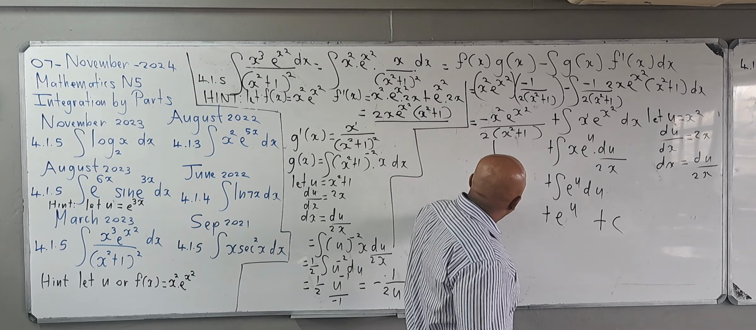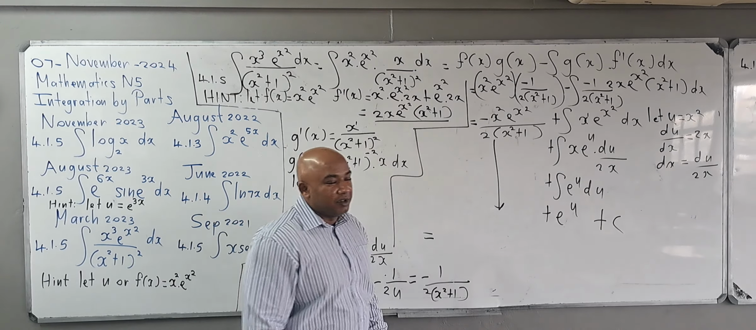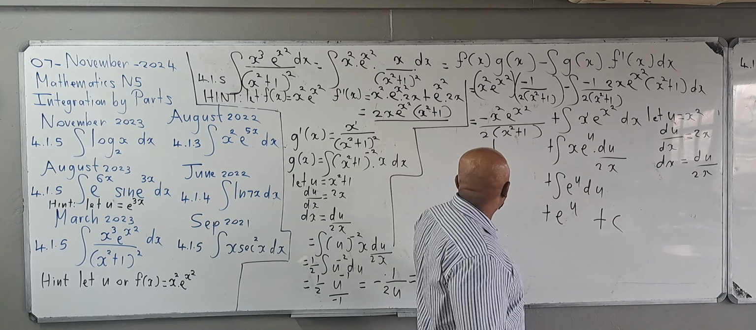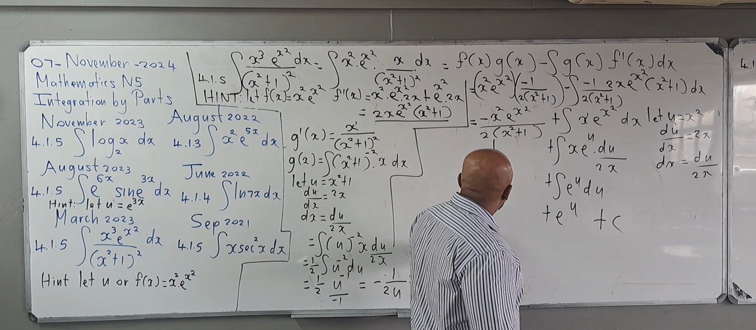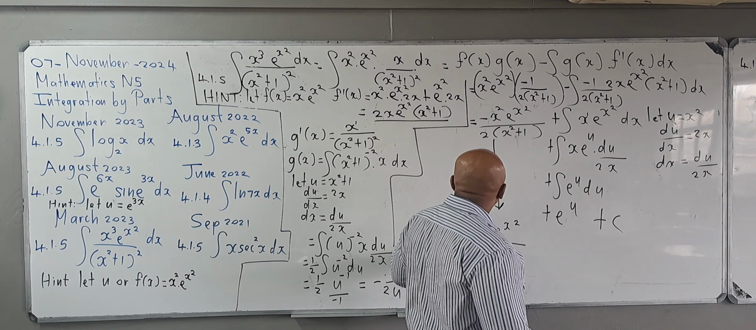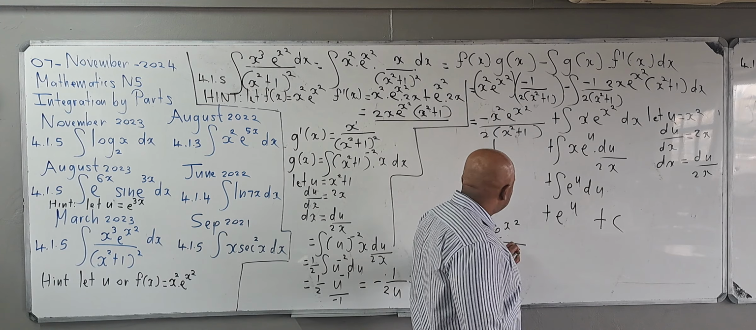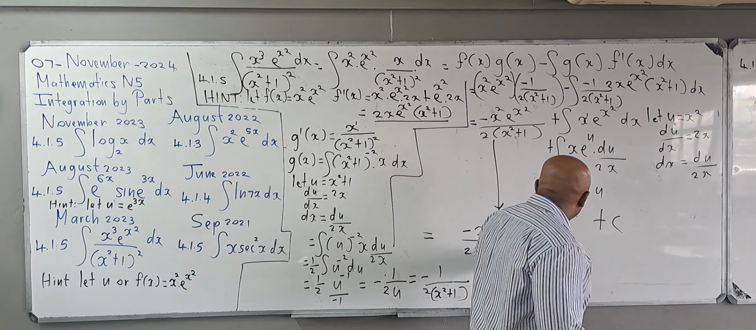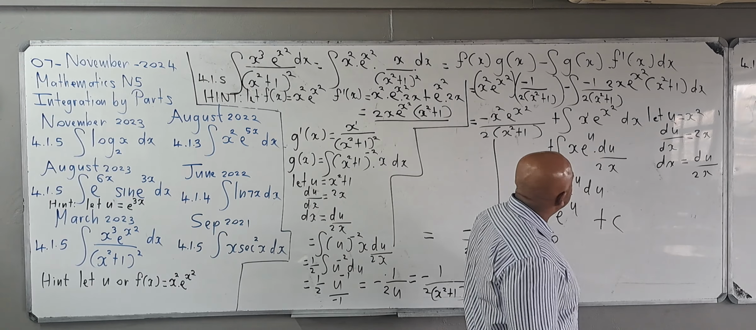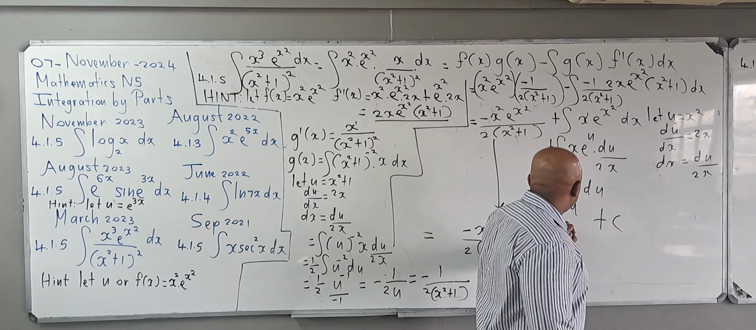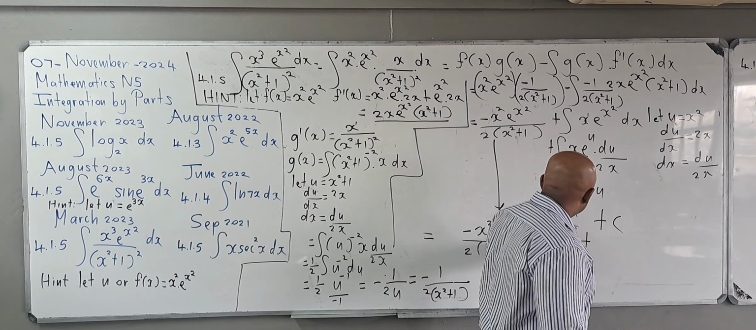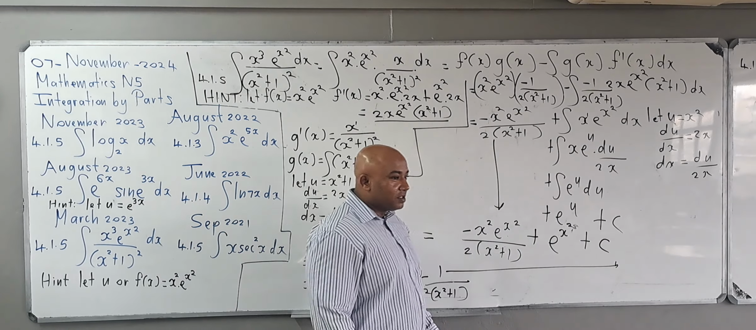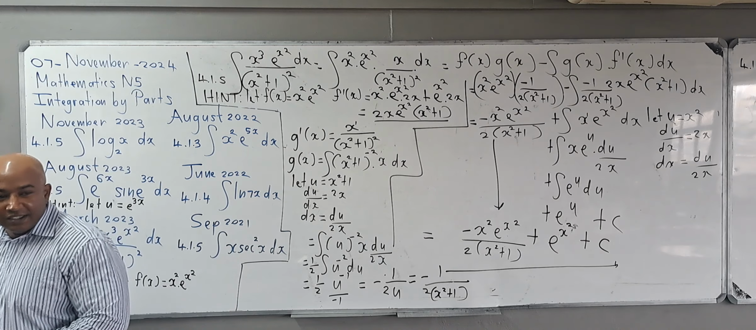This, you're going to copy it down all the way. So let me just write down my final answer. Okay, so the final answer is this, plus e to the power u. So that's going to be minus x squared e to the power x squared all over 2 times x squared plus 1. You can see that. And that's going to be plus e to the power u. What was u here? That was x squared, plus c. And that was one of the most complicated ones we dealt with.